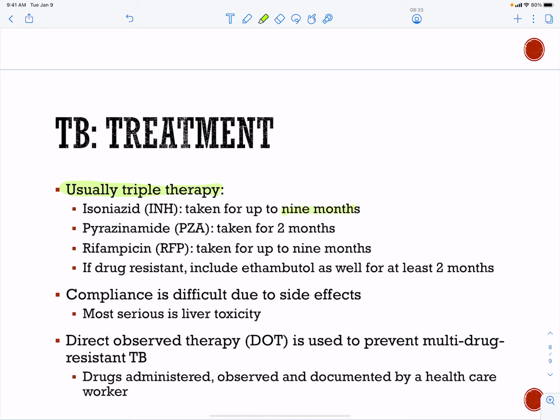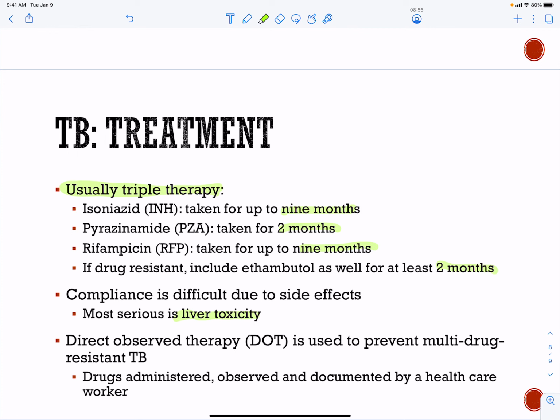And if you look at this, we have a long time period for these. We have 9 months, 2 months, etc. And so there's a lot of compliance issues associated with tuberculosis treatment. So compliance is difficult, and it's due to the side effects. Most of these therapies are going to lead to liver toxicity.